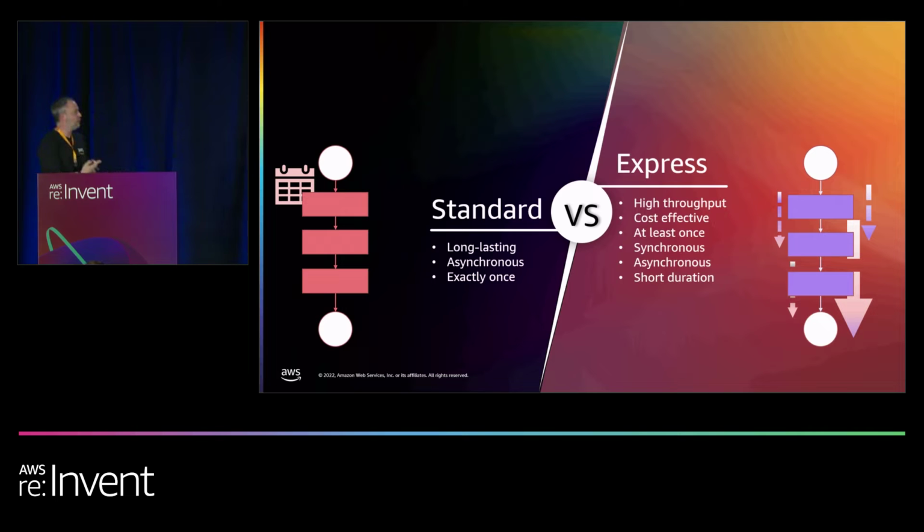Then we have an Express workflow on the other hand. So this was introduced, I think, in 2019. And these are much higher throughput, so they transition through states much faster. They have a different cost model, which I'll talk about in a minute. They have an at least once execution model. So if you trigger an Express workflow with a given input, there is a chance that it will have a duplicate execution. So you need to make the steps in your Express workflow idempotent, so that no matter how many times you run it with a given input, it will always give the same result.